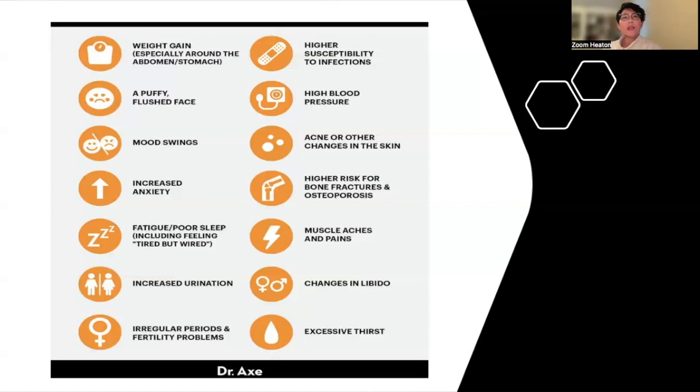So let's look at some signs and symptoms of high cortisol. You've got weight gain, especially around the middle, and you have a puffy, flushed face.